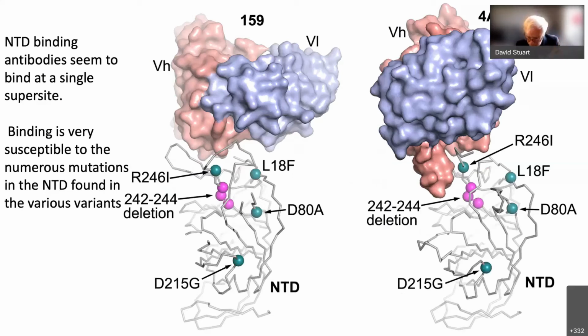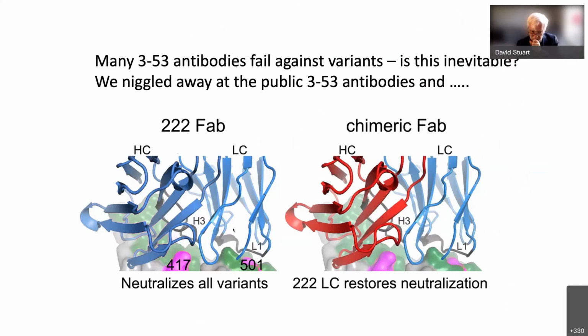The N-terminal domain, there's a lot of changes, and all I want to say is that those changes in general have an effect on those antibodies that neutralize through binding to the N-terminal domain. We don't understand them very well, but we do see that other people's antibodies and our 159 antibody, the binding is abrogated to most of these variants. So these are very sensitive to the antigenic variation.